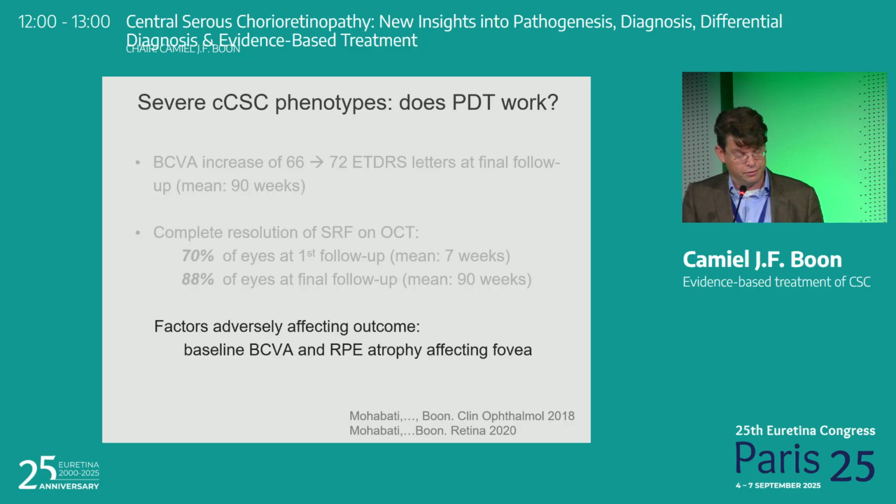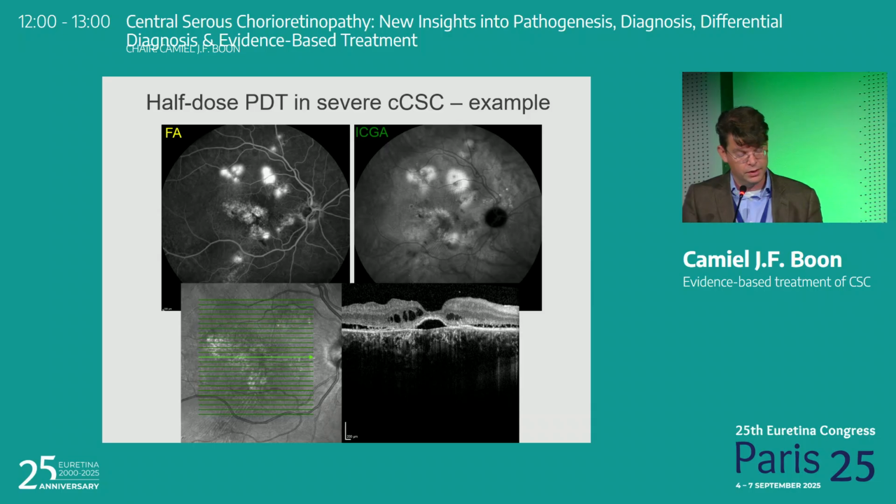Factors that, of course, affect the outcome are baseline visual acuity that is poorer, or an RPE atrophy involving the fovea. Here's such a case. I will never forget, there's an Iranian man who was already blind in his other eye from extensive atrophy. He had sarcoidosis, using prednisone, a lot of leaks. And we treated him with PDT.